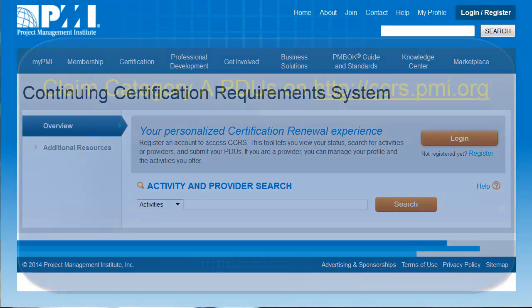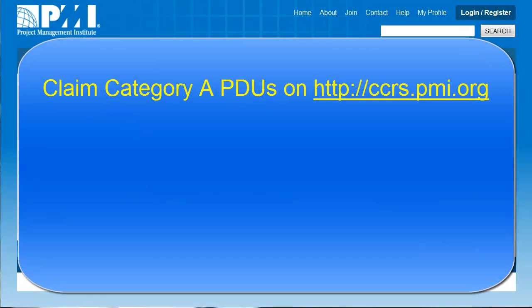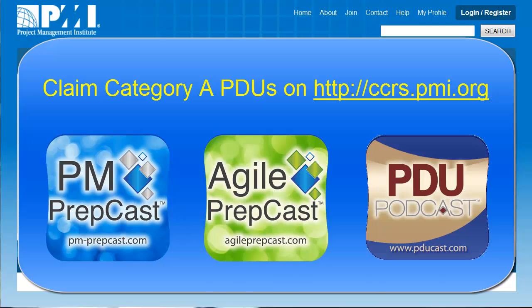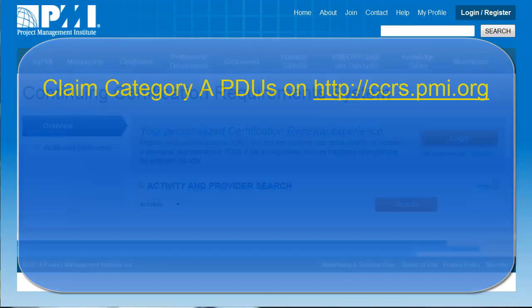Hello! In this video I'm going to show you how to claim Category A PDUs on the PMI website for our products. It doesn't matter whether you are trying to claim PDUs for the PM Prepcast, the Agile Prepcast, or the PDU podcast. The process is the same for all three because they all give you Category A PDUs.